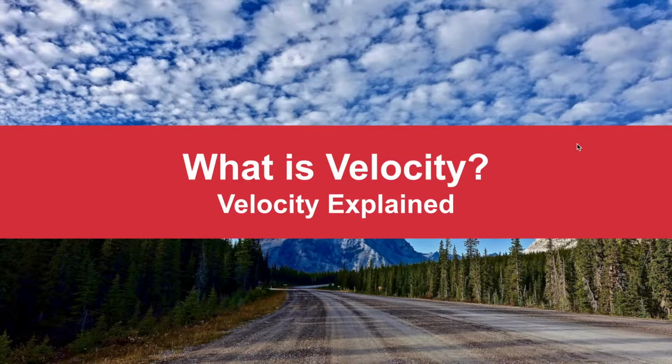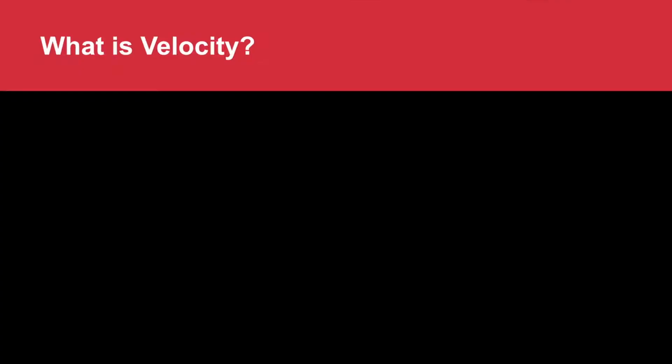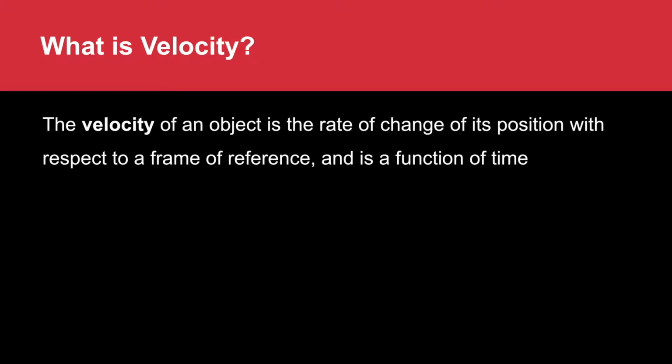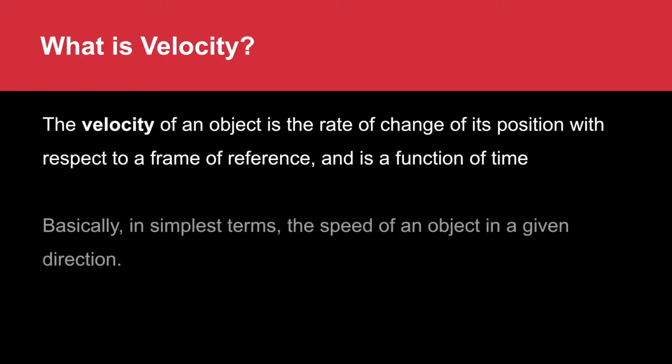In this video, we will go in depth into velocity. Our first question, which is the most general, like always, is: what is velocity? The velocity of an object is the rate of change of its position with respect to a frame of reference, and is a function of time. First of all, that is one hard definition. So basically, this is the simplest definition I could come up with, and the one I found on Google: the speed of an object in a given direction.